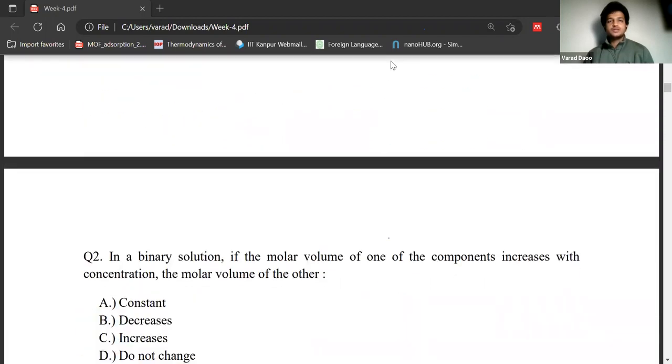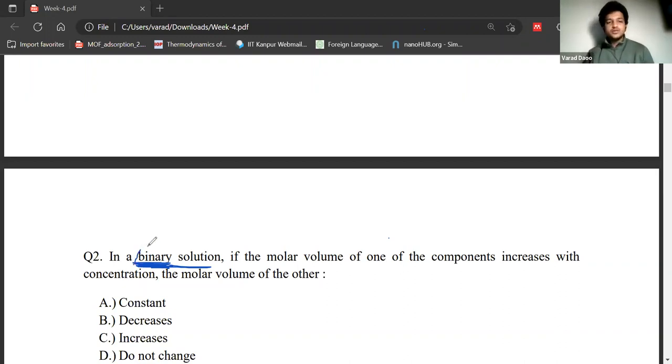The next question which we have is this. It's a conceptual question. The question is, in a binary solution, again, in this course, most of the time you'll find that the problem statement will have a binary mixture, but it is not essential that we use it. We use binary because it's easier to do the calculation, whereas the same concepts can be applied to ternary, quaternary or multi-component mixtures as well.